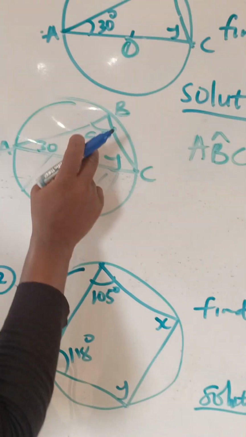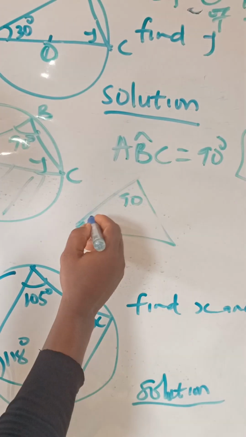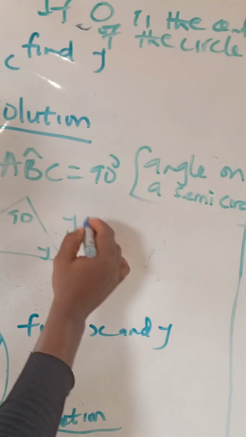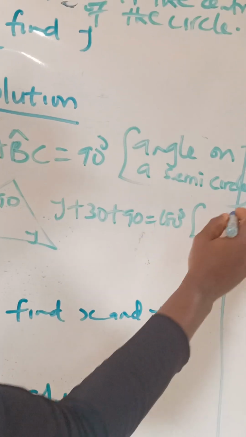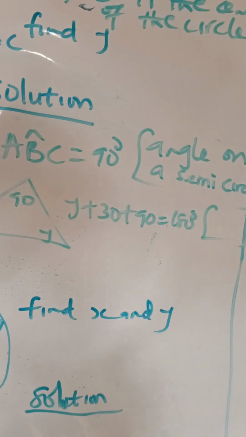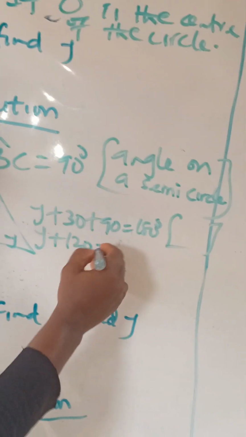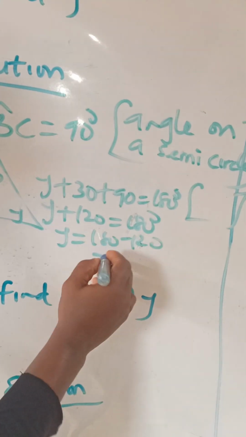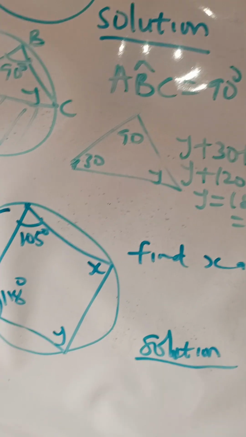So if this is 90 degrees, then you can now bring out a triangle. This is 90, this is 30, this is y. We are going to add them together. y plus 30 plus 90 will give us 180. Sum of angles in a triangle is 180. So y plus 120 is 180. y is 180 minus 120, which is 60 degrees. So that is how to solve that.